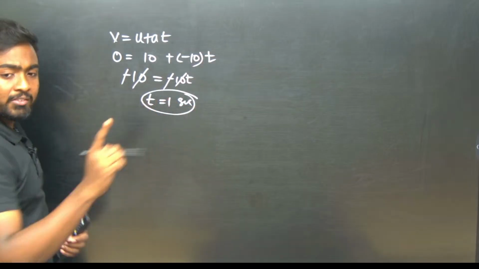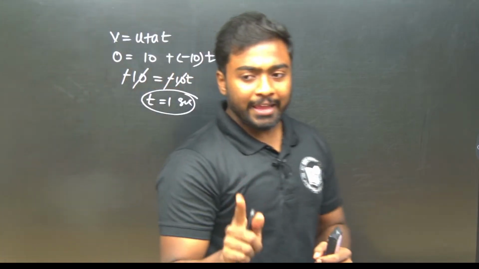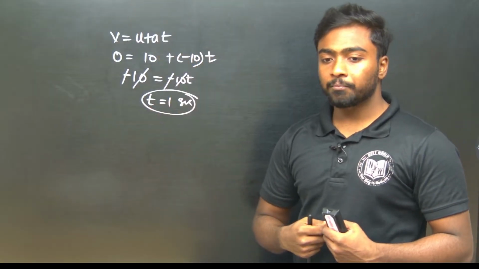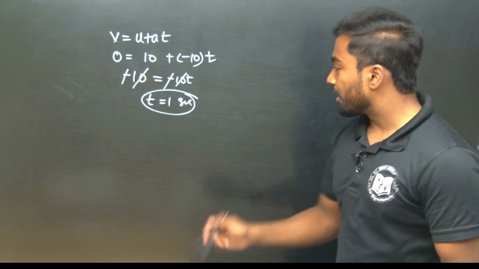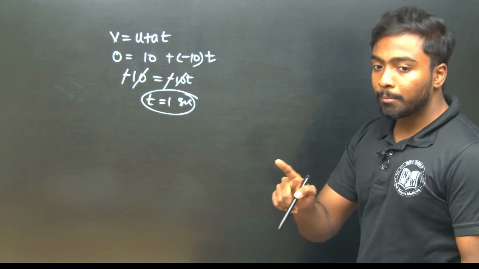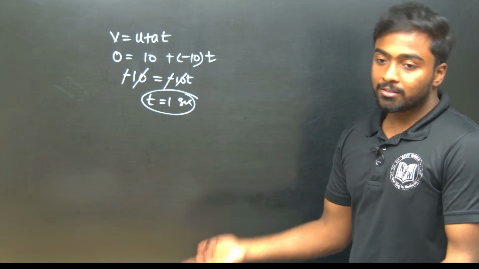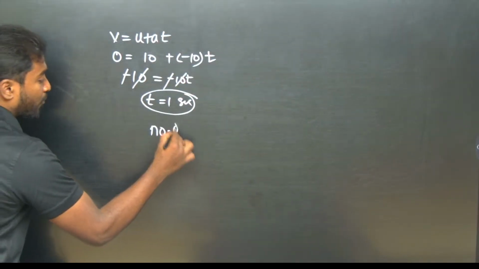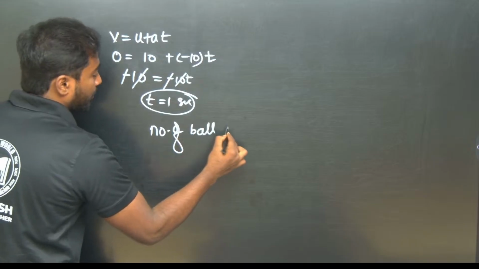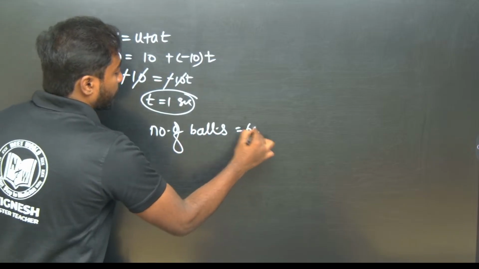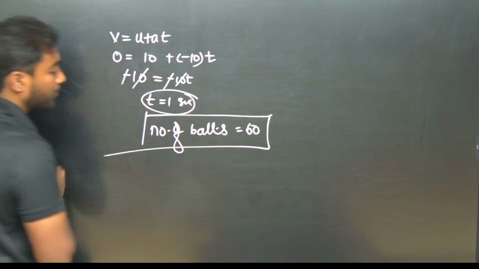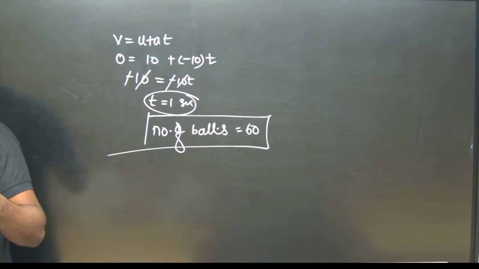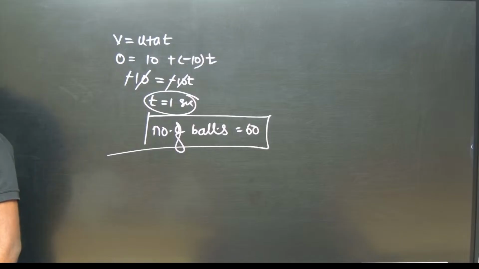So we have considered one ball. One ball takes 1 second to reach the maximum height. So for 1 minute, how many balls? 60 balls, obviously. 1 second, one ball; 60 seconds means 60 balls. So the number of balls equals 60. This is the answer. Done? Yeah, Abhishek, the answer is 60. You are right.